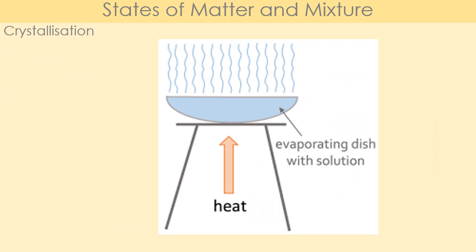The next one we've got is crystallization. This is very, very similar to distillation, but we don't get the liquid at the end. We can separate a soluble solid and a solvent. Remember, a soluble solid just means that it's dissolved. Our solvent is a liquid.